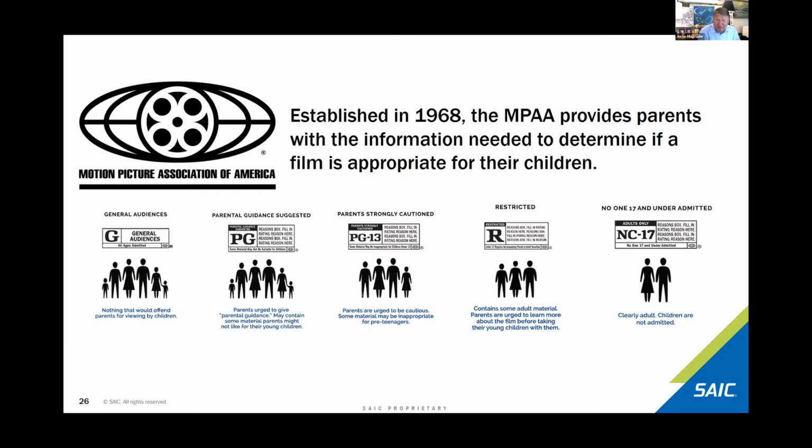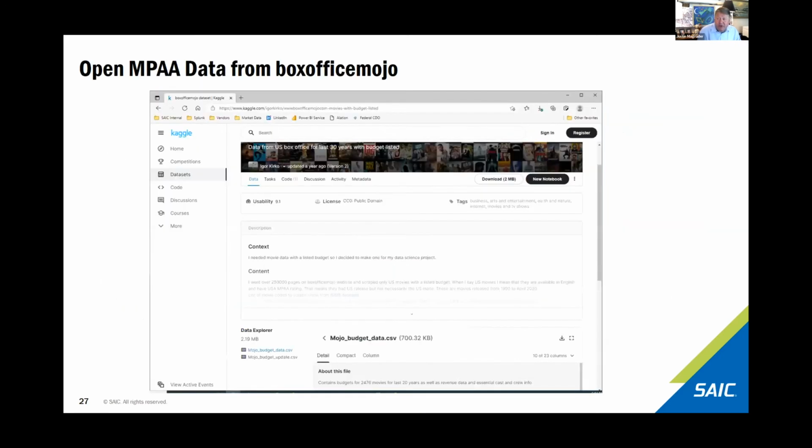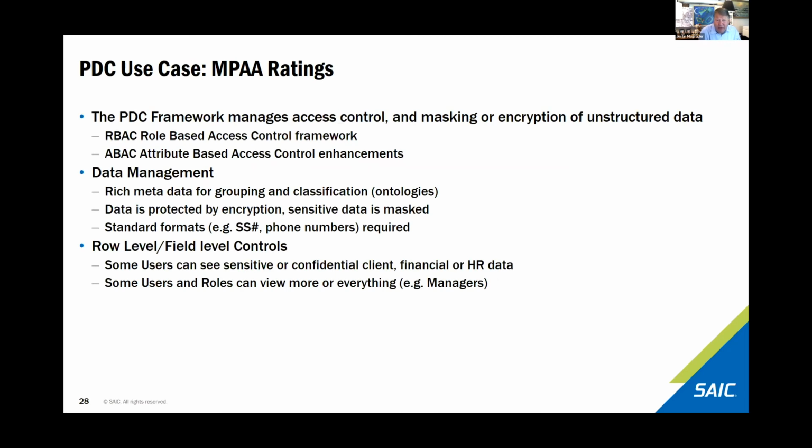So we decided this was a pretty good framework. And so we went out to see if we could find some open data. We went to Kaggle, which has some great open data sets, and we found some data from the Box Office Mojo, which is one of the websites that aggregates movie data. And we thought, well, this would be a good use case. And the data was open, so we could use it. So we pulled the data in, and we decided to figure out how the positive data control framework would operate in this MPAA ratings case.